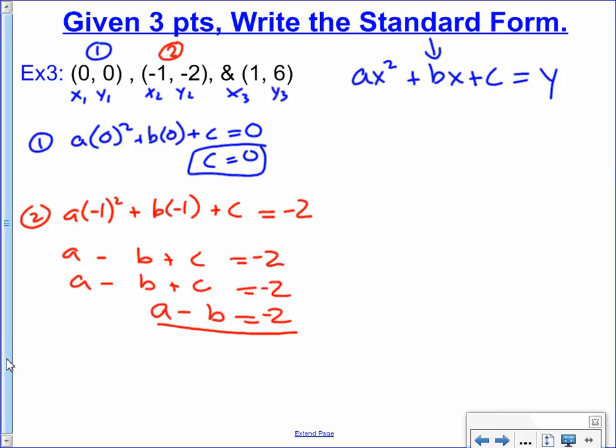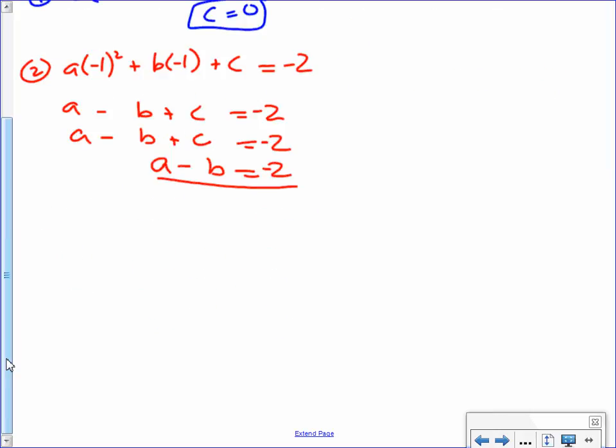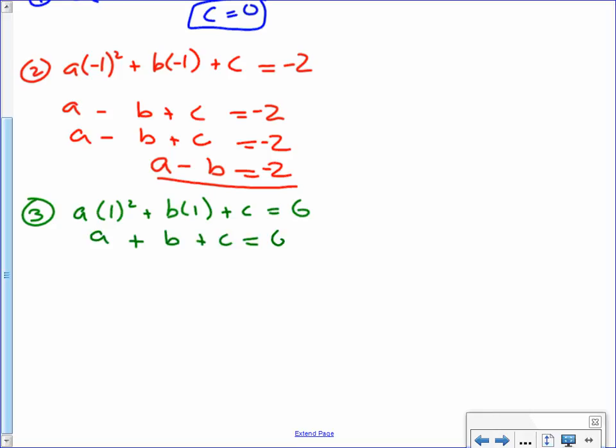Here we go. 3. We have the point 1, 6. So a times 1 squared plus b times 1 plus c equals 6. Okay. So a plus b plus c equals 6, but c is 0, right? So it's really a plus b equals 6.